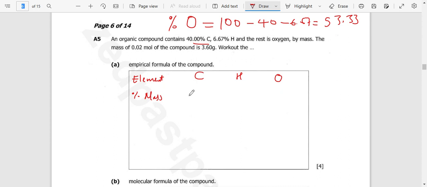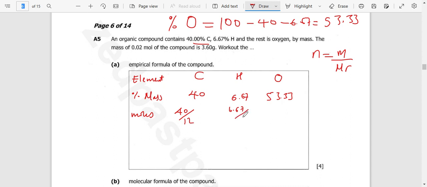So for carbon, it is 40. For hydrogen, it is 6.67. Oxygen is 53.33. The next thing that you find is the moles. How do you find moles? The number of moles is given by mass over molar mass. Okay, so we're going to say 40 divided by the molar mass for carbon, which is 12. And then also 6.67 divided by the molar mass for hydrogen, which is 1. And then 53.33 divided by the molar mass of oxygen, which is 16.